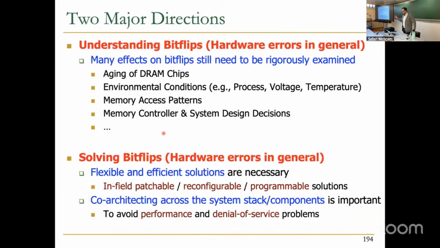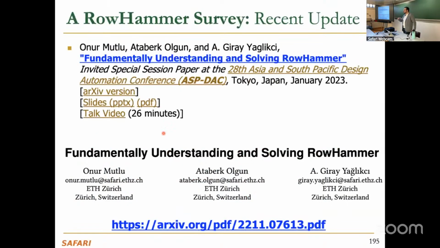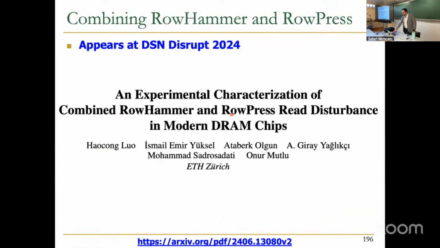So as I said earlier, we have two major directions: understanding bit flips and solving bit flips. And it's not only for DRAM read disturbance, it's for hardware errors in general. And it's not only for DRAM, it's also for flash memories and other technologies. So we have this retrospective paper in 2023 that summarizes everything quite well about RowHammer and RowPress.